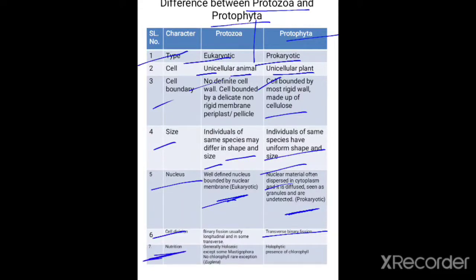And nutrition is the most important. In protozoa, nutrition is holozoic. In protophyta, nutrition is holophytic. Holophytic nutrition is because of the presence of chlorophyll, and in protozoa there is no utilization of chlorophyll, except in the case of Euglena.